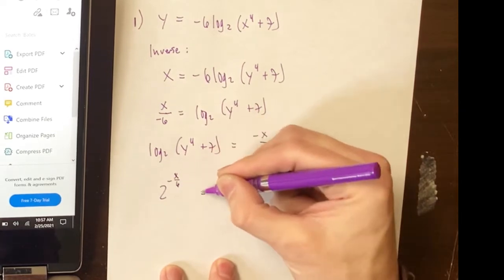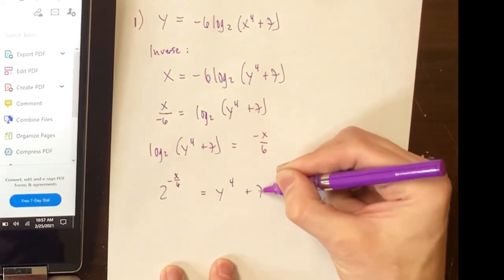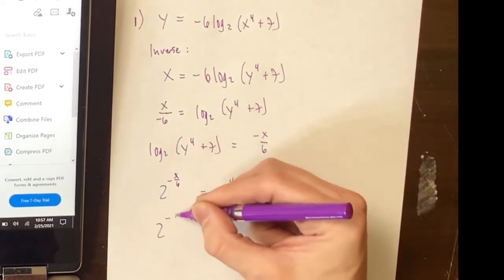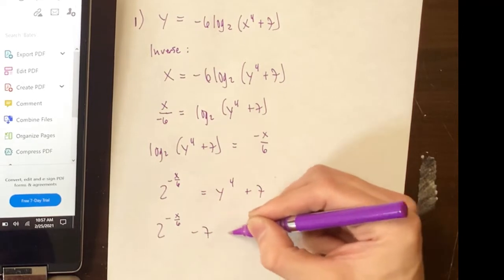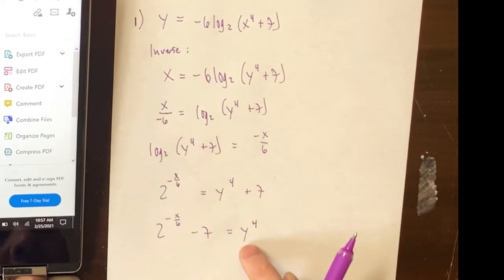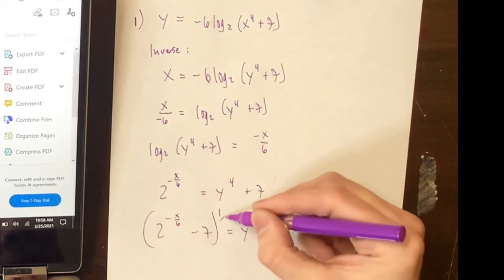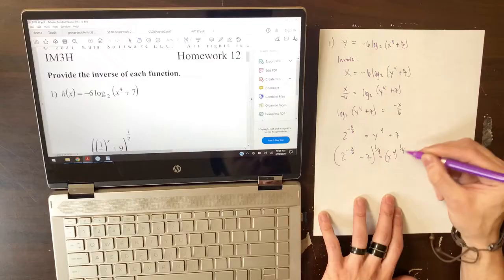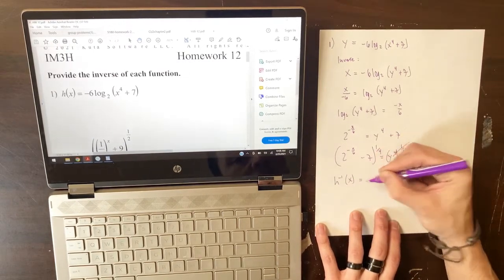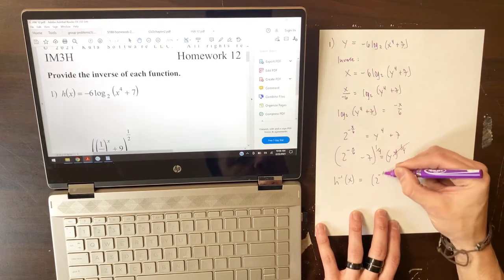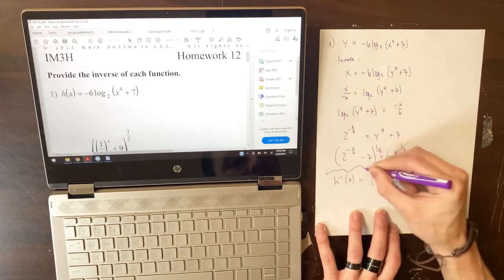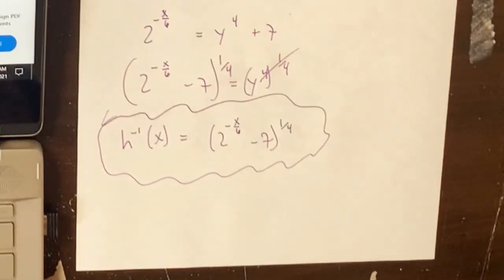So we have something like this. And then maybe what we can do is subtract the 7 to the other side, so that we'd have 2 to this crazy exponent minus 7 equals y to the power of 4. And to get y alone, we can take the fourth root, because the fourth root knocks out the 4, and y is alone. But of course, we shouldn't call this y. We should call this function by its proper name, the inverse of h. So that is the inverse for function h there.